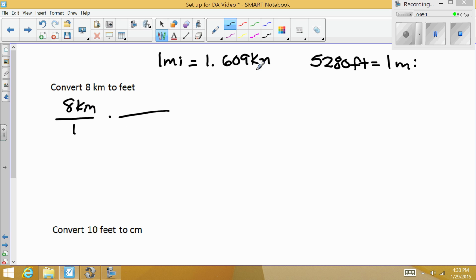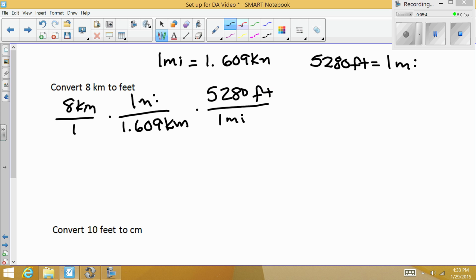I want to get rid of kilometers, so I'll put my kilometer on the bottom of my unit fraction. And then that's equivalent to 1 mile. So I want to make sure that this distance is equivalent to this distance. And don't multiply yet. We're going to set up a second unit fraction on this one. I know that 1 mile is 5,280 feet. So the kilometers will cancel out, and the miles will cancel out.